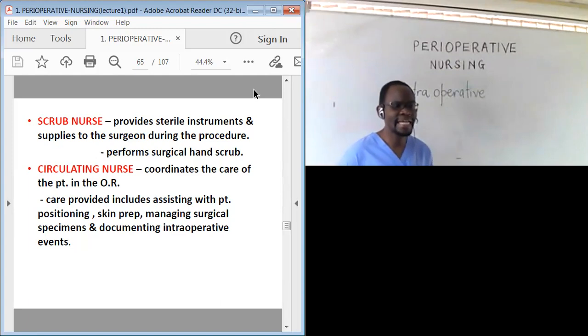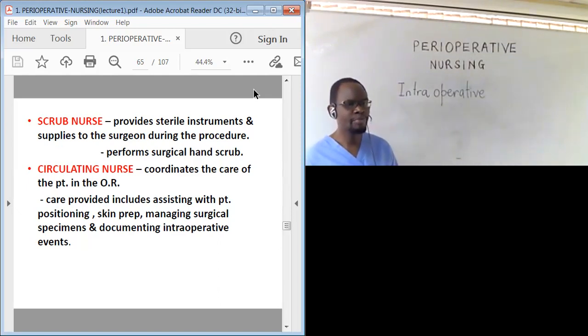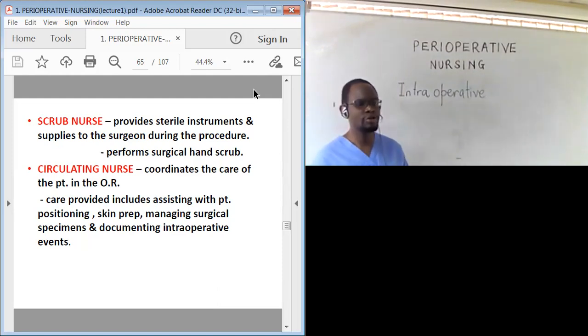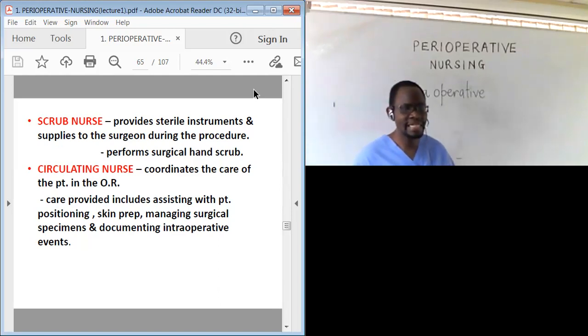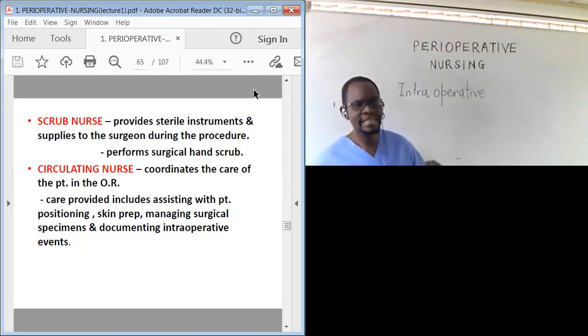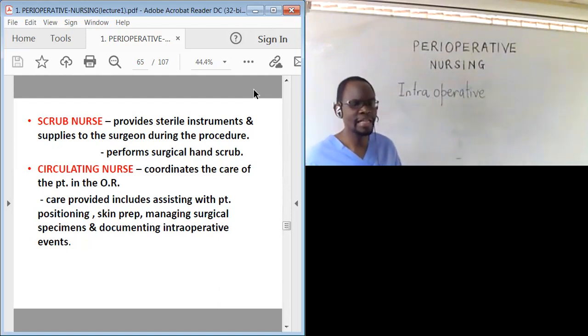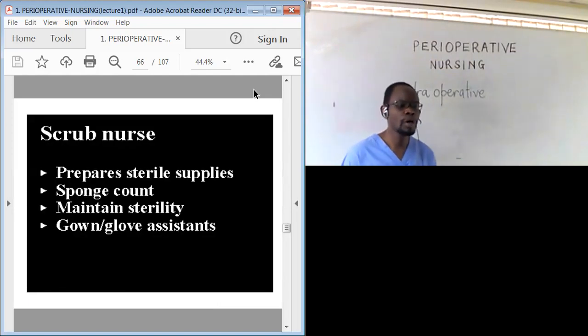This one basically, just like the word circulating, moves about throughout the OR to make sure that everything is running very well. So they coordinate care of the patient in the OR. Also, care provided here includes assisting the patient, positioning in preparation, managing surgical specimens, and documenting intraoperative events. So the circulating nurse does not do only one job, but they are on the move to make sure that the surgery is actually going on very well.